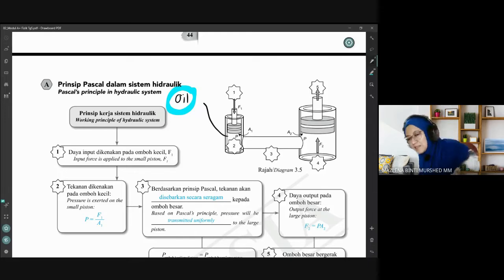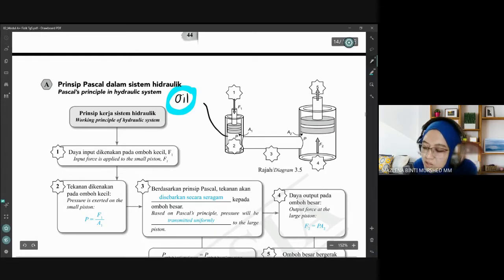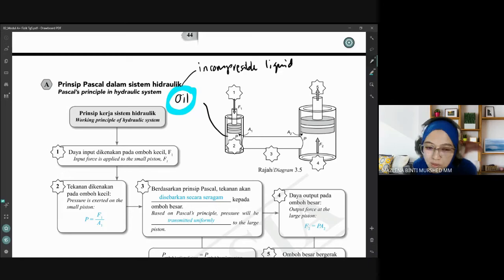Actually, the small force is not due to the oil, but it is due to the cross-sectional area of the piston itself. So oil is a requirement. In your essay you can say that oil is used because it is an incompressible liquid. Incompressible liquid, difficult to compress.